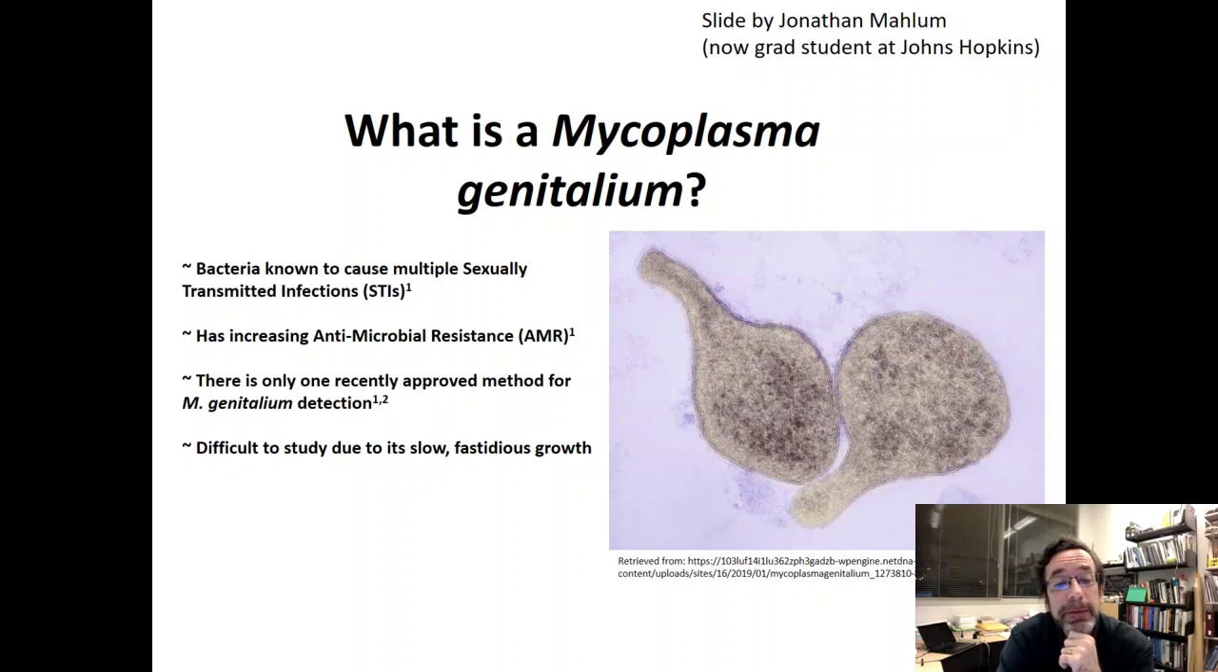And so we want to figure out how to get rid of it. It develops resistance pretty easily to a lot of microbes, and it also evades our immune system. So it's small but sneaky. Okay, so there's only one approved method for its detection even. It's hard to detect and work with in the lab. It's difficult to study because it's slow growing.